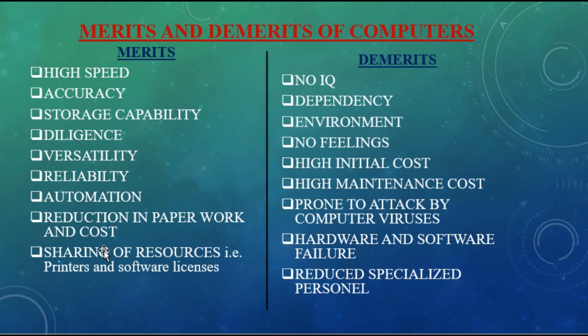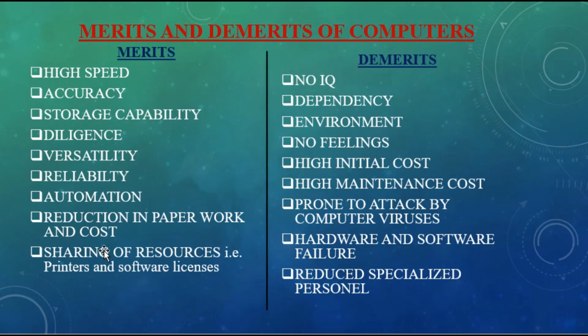Now, everything has an advantage and a disadvantage. Same to computers. They have their own advantages and disadvantages. Some of the advantages, we have gone through them in the characteristics: high speed, of course accuracy, high storage capability, high diligence, very versatile, high reliability, very automatic, and in addition, they have reduced the paperwork and its cost, and they have also driven the sharing process of resources.